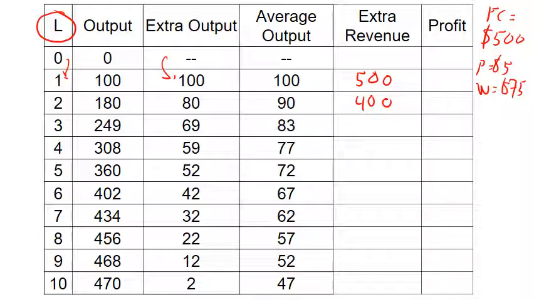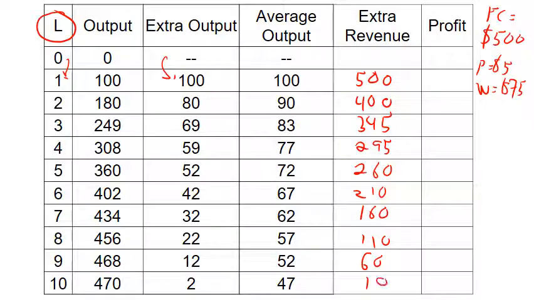5 times 69, got to do a little calculation in my head here. 5 times 69 gives me, yeah, that'd be right, 345. Then it's going to be 295. Then it's going to be 260. It'll be 210. It'll be 160. Let's see, 22 times 5 is going to be 110. 12 times 5 will equal 60. And 2 times 5 gives me 10. So I very quickly found the extra revenue.